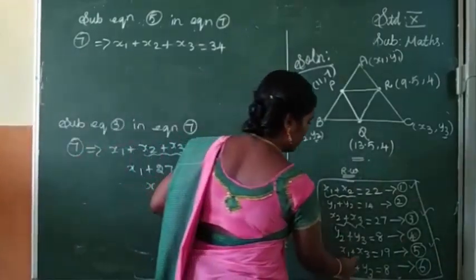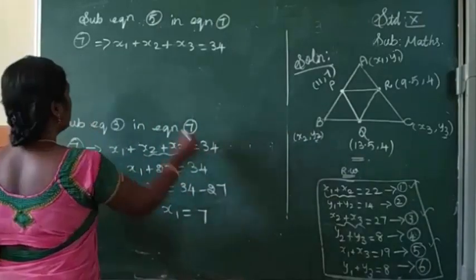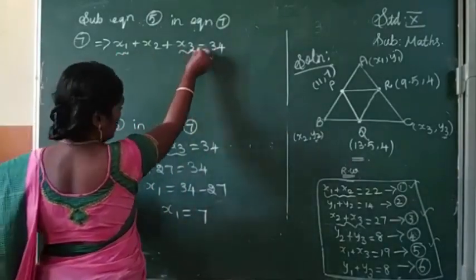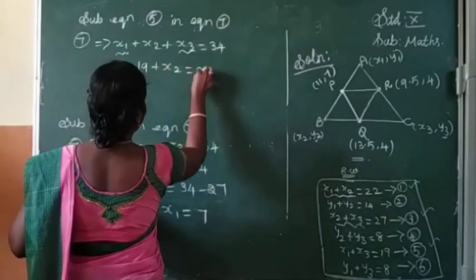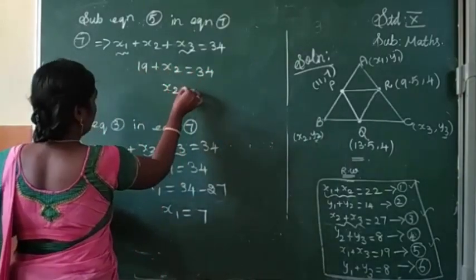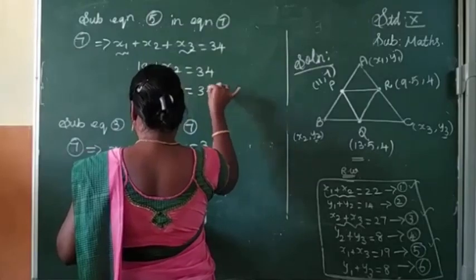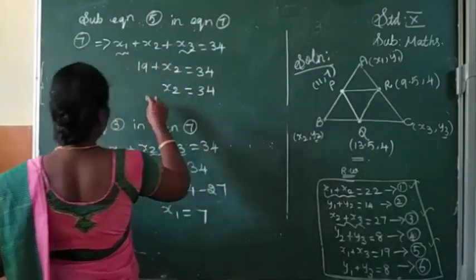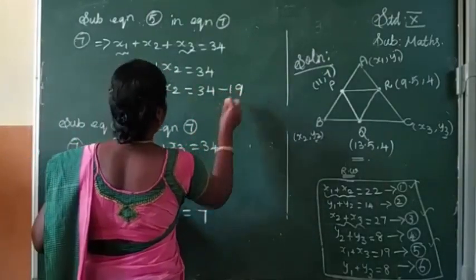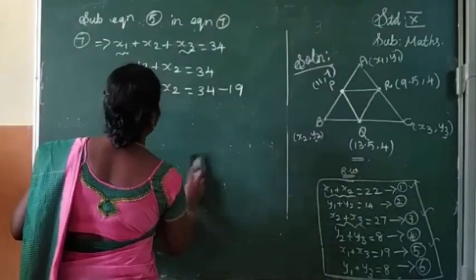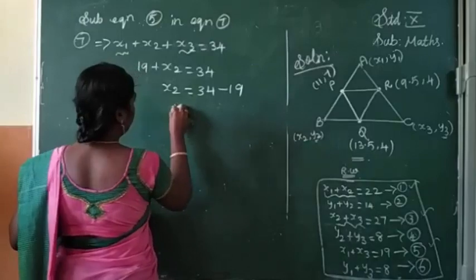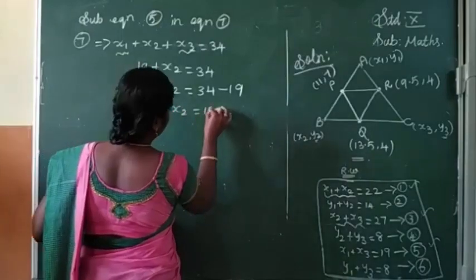Fifth equation is x1 plus x3 is equal to 19. So instead of x1 and x3, I will put 19. 19 plus x2 is equal to 34. Therefore, x2 is equal to this 34. 19 is a positive number. After this equal, it will become a negative number. If you subtract these two numbers, you will get the answer 15.